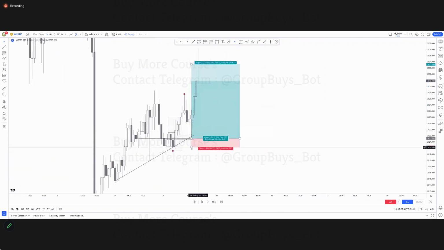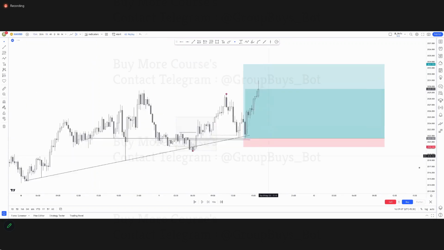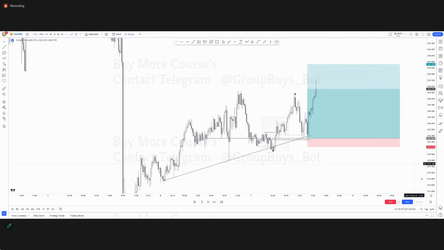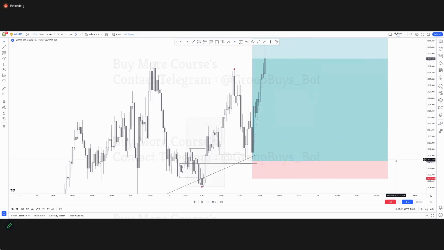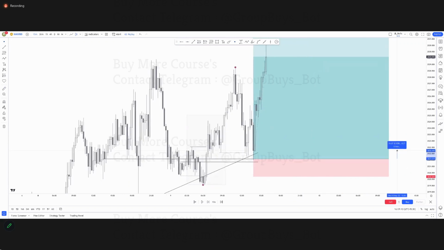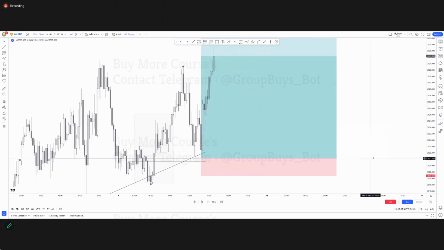Okay, so now price tapped here. Once we see a quick rejection from here, a quick rejection is this: price taps, it goes quickly higher. Once price rejects like this, I will break even the trade quickly. That's the fastest way to break even your trade.